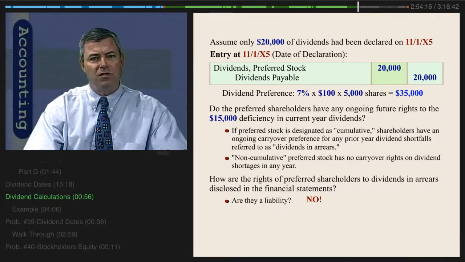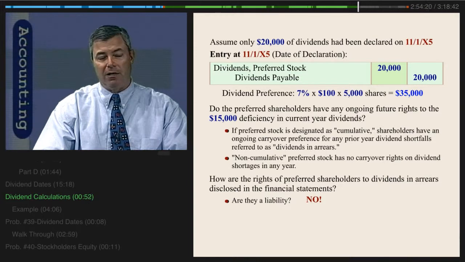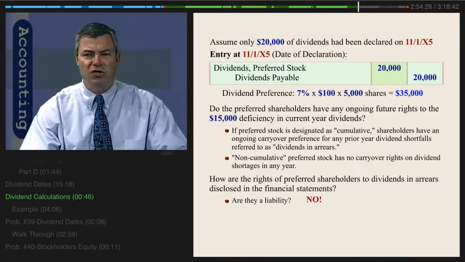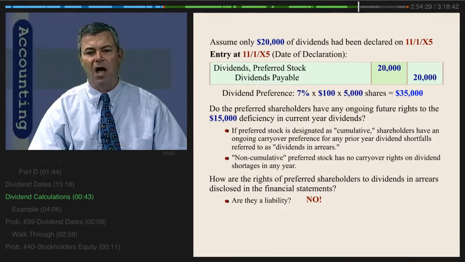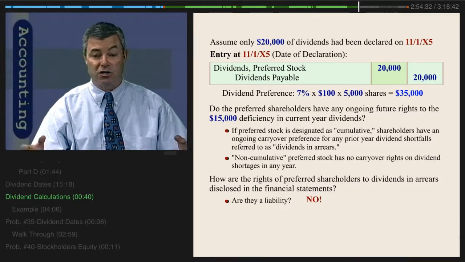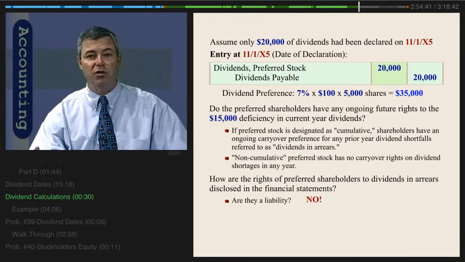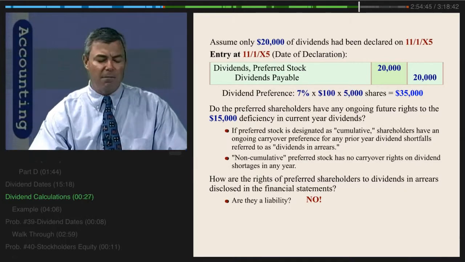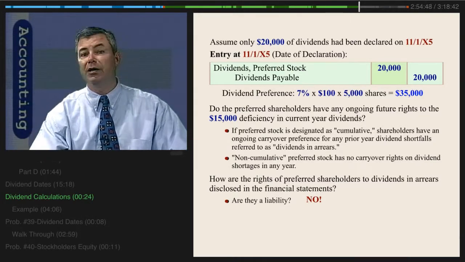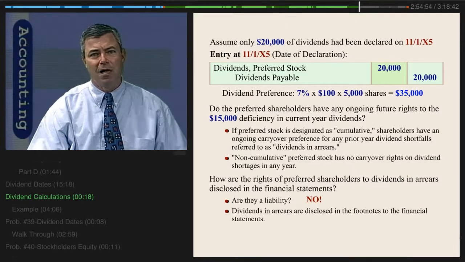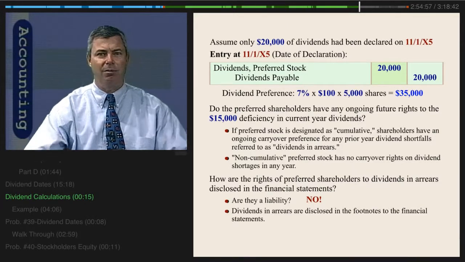Now, even though these dividends in arrears really aren't a legal liability, it is significant information and should be disclosed somehow in the financial statements. If I was buying common stock, I would want to know if there are significant dividends in arrears to preferred shareholders, who have a priority over me, that will prevent me from potentially getting dividend distributions in the future on my common stock. And so some kind of disclosure of this arrearage would be good. In fact, dividends in arrears are to be disclosed in the footnotes to the financial statements, but they are not a legal liability or obligation.